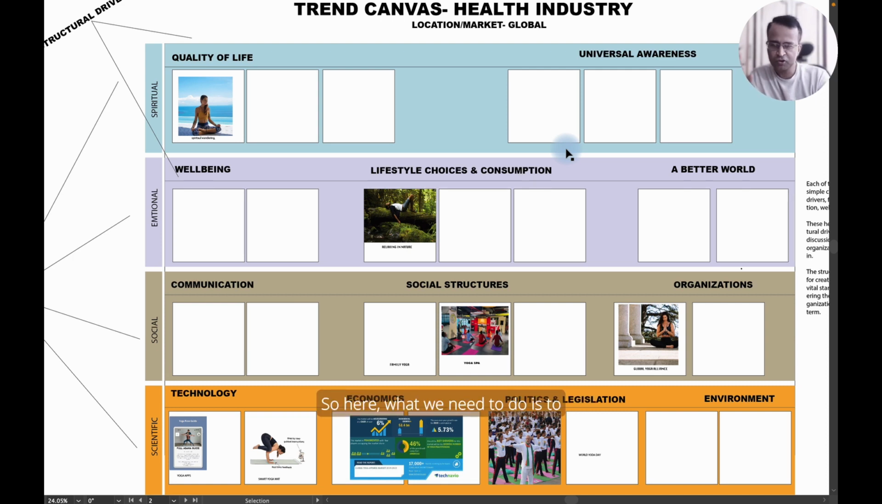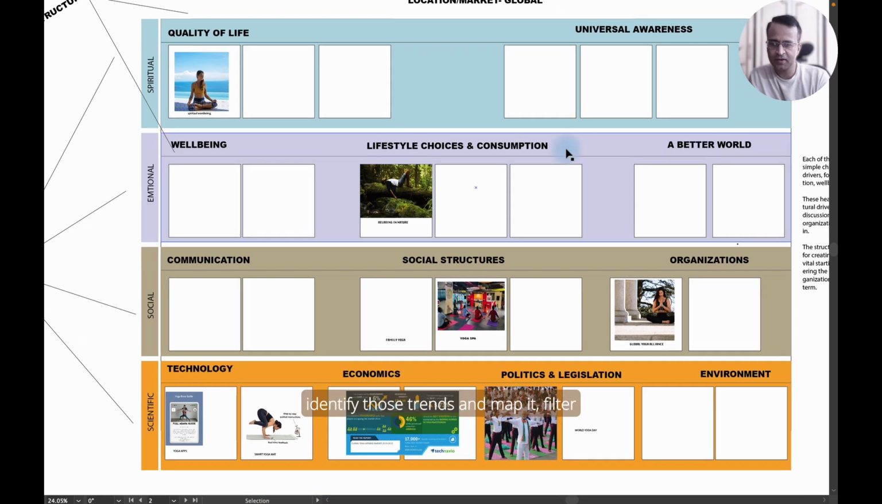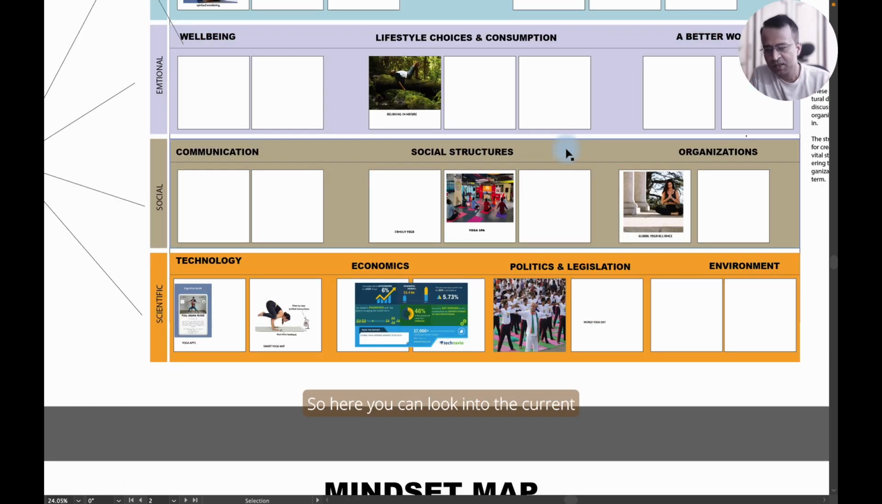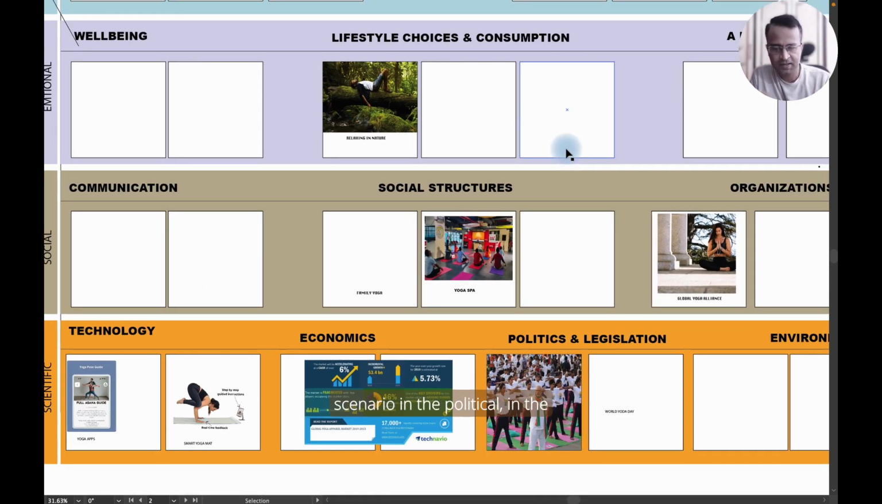So here what you need to do is to identify those trends and map it, filter it out based on who will be responsible to impact your identified trend. For example, the government, the politics, and so forth. So here you can look into the current scenario in the politics and legislation, and look into how these trends will be impacted by the politics and legislation.